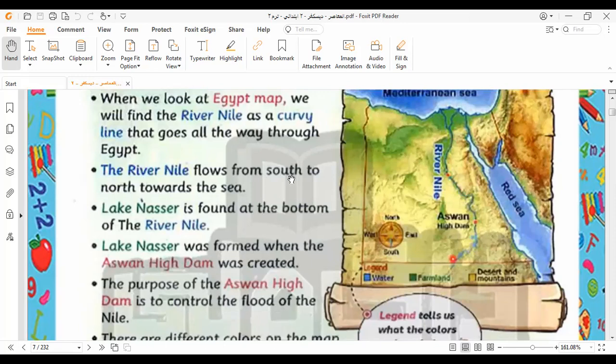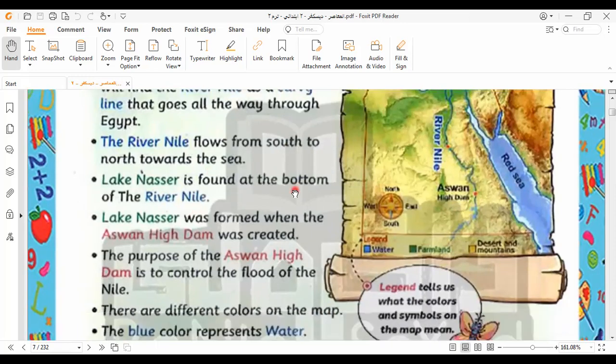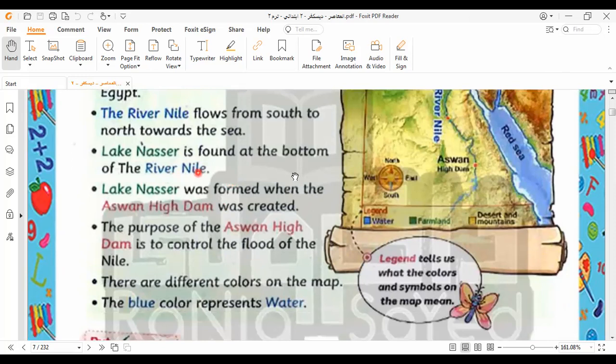The river Nile flows from south to north. This is north, and in the Aswan, this is south, and the Mediterranean Sea is north, towards the sea. Lake Nasser is found at the bottom. This is Lake Nasser in Aswan and has a high dam. Lake Nasser is found at the bottom of the river Nile.